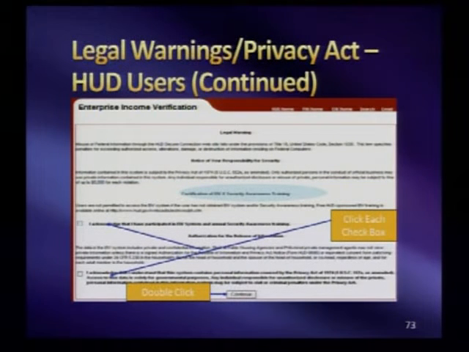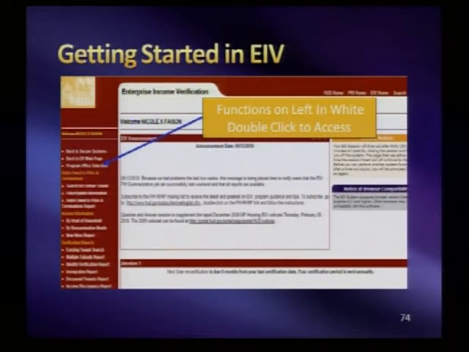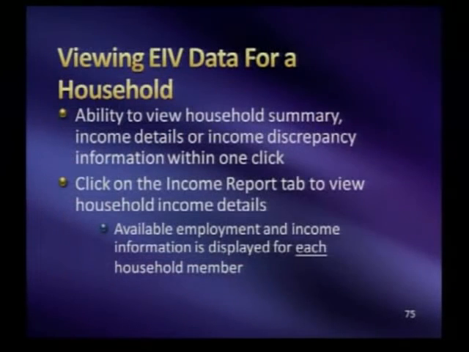And there are various other checkboxes, and these are saying basically you have a HUD Form 9886 or equivalent consent form on file that is current and valid, and then you're also certifying that you will not misuse the information in the system. Okay, and then notice all of your functionality here is on the left-hand side of the page, and so you just basically click on any one of those links to begin your activity in EIV.